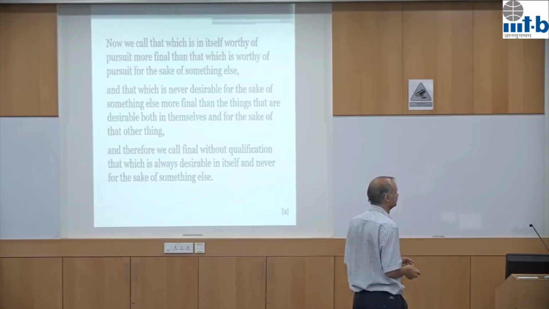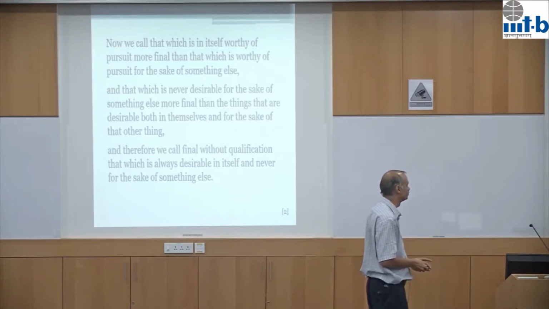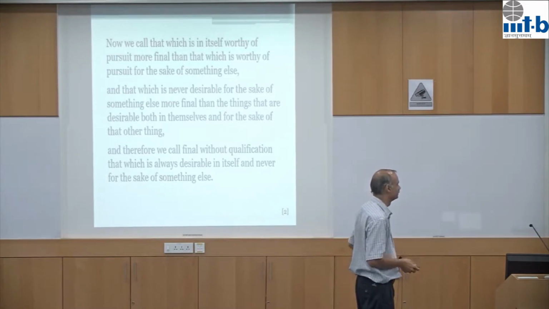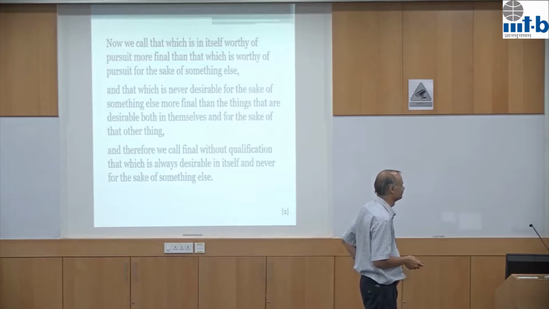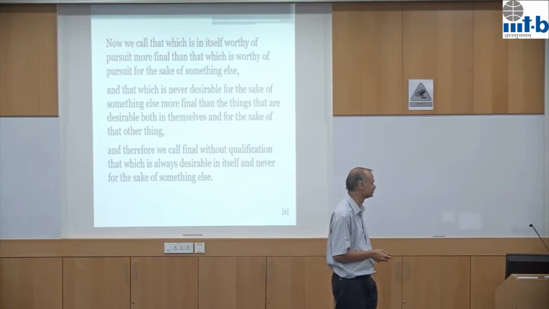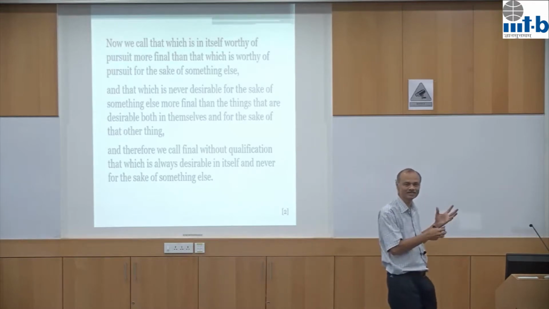Now we call that which is pursued for its own sake more final than that which is pursued for the sake of something else, and more final than the things that are desirable both in themselves and for the sake of other things. Therefore, we call final without qualification that which is always desirable in itself and never for the sake of something else. Right? It's nice to read Aristotle.